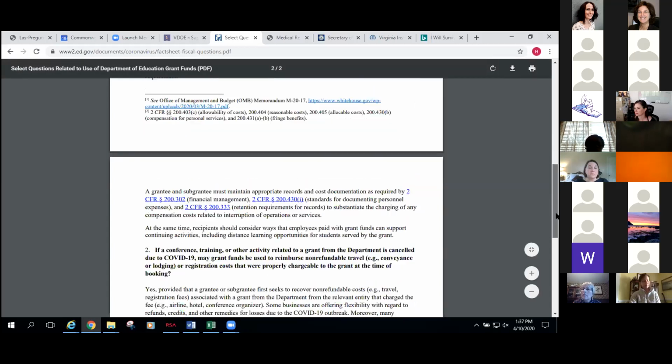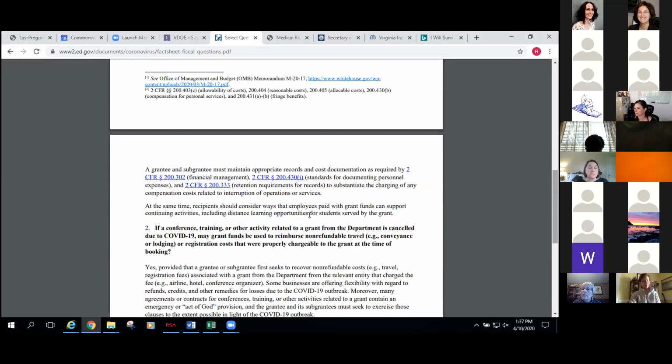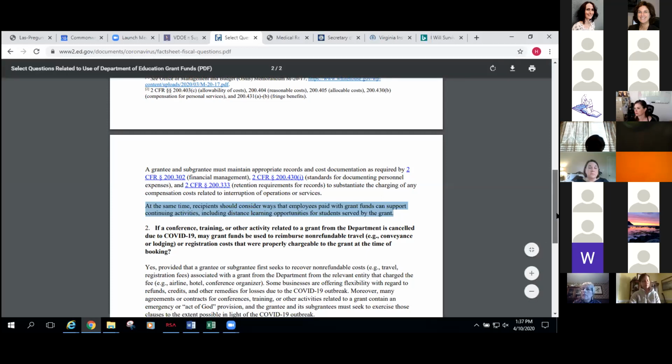The last paragraph of this, we laughed about this on my team call this morning. Sue said it sounded like federalese to her. Yes, you can pay people during the closure if other employees are being paid, but they should consider ways to support continuing operations. So this is what you all are doing anyway, so no big scold here. It's just funny to see it. Yes, you can, but try and get people working.